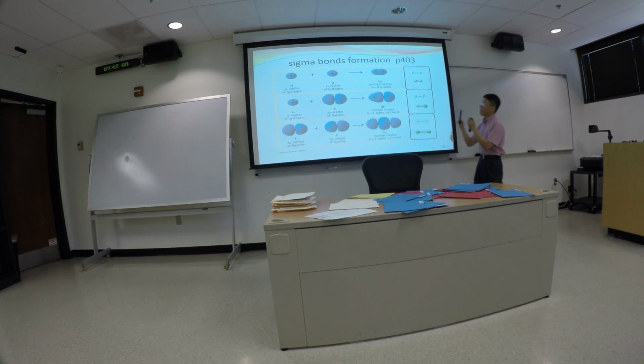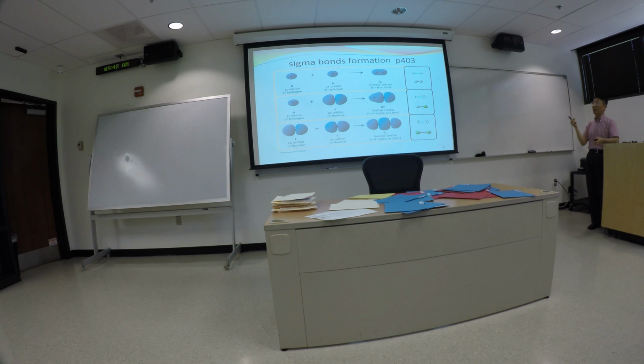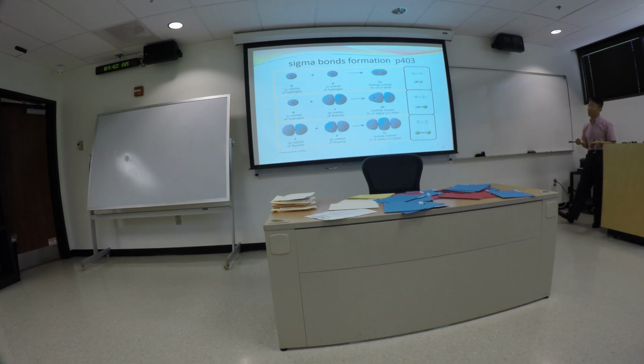So this is one type of overlapping, where the sigma bond is formed. It could be s and s orbital, s and p orbital, and p to p orbital. And if d orbitals are involved, then d orbitals can also overlap to form a single bond.